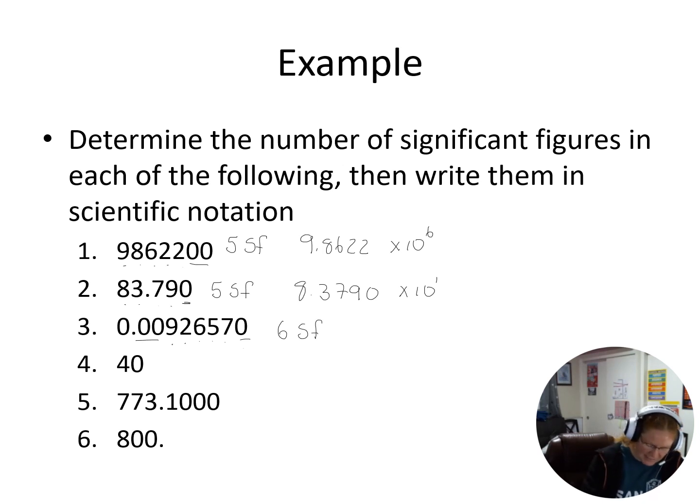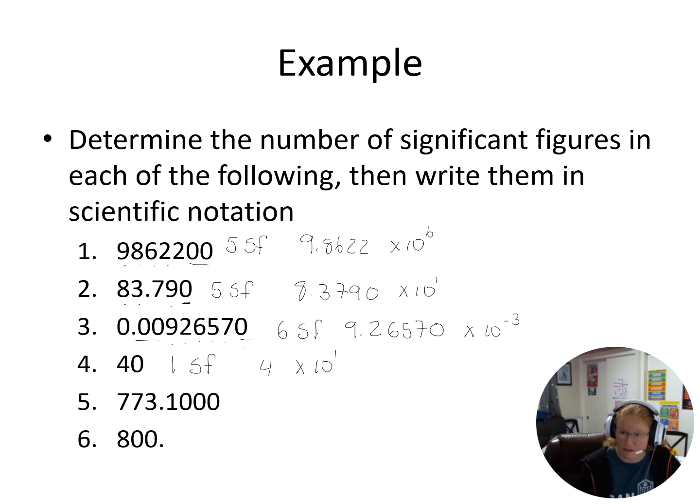Rewrite in scientific notation, 9.26570 times 10 to the negative third. Okay, next up, 40. Do you see any decimal points? No, there's not any, which means that 0 isn't significant. So I have 1 significant figure, and I'm going to rewrite this as 4 times 10 to the first.